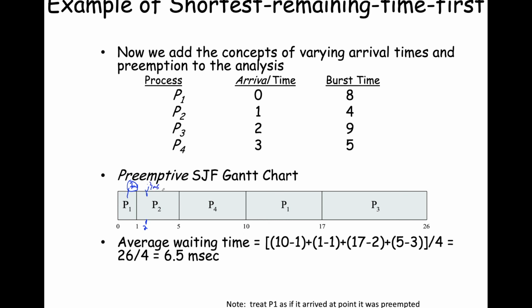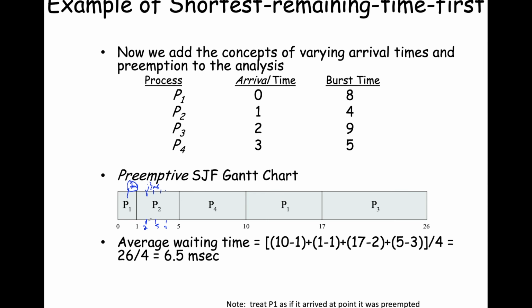Now, with 3 milliseconds left on P2, when P3 arrives, it has a burst time of 9. So P3 has a burst time of 9. At that point, P1 still has 7 milliseconds left, and P2 has 3 milliseconds. So P2 is still the shortest. P2 continues to execute, to 3, 4, and 5. Now, at that point, P2 is done executing.